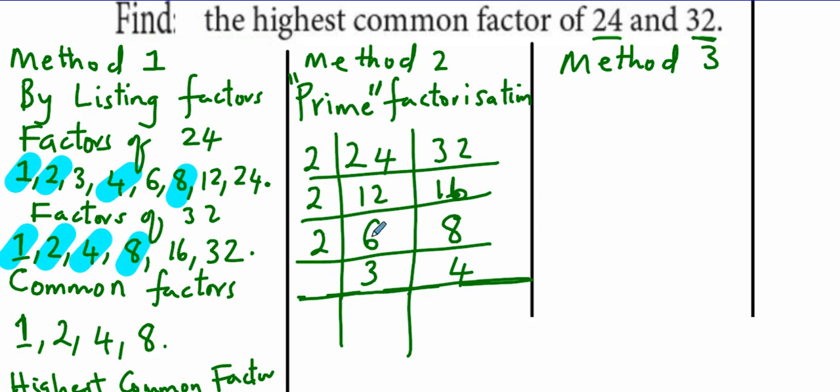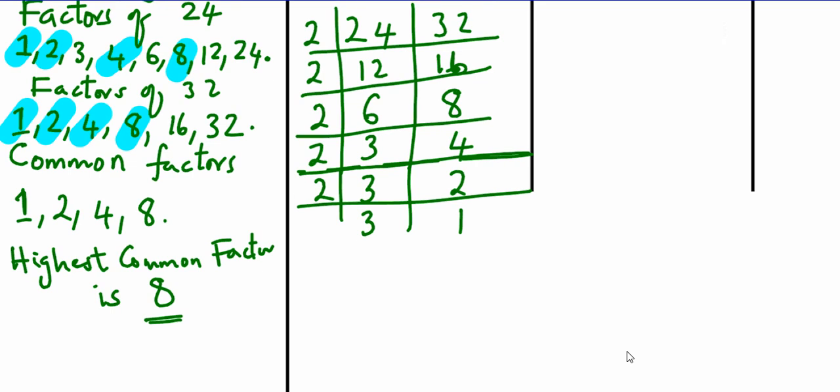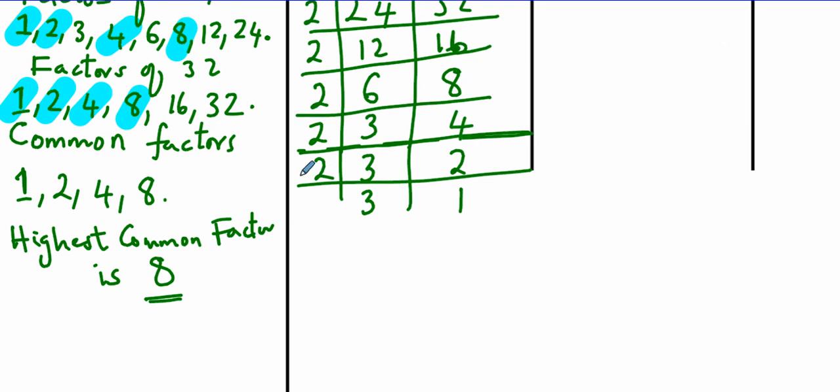Good. Let us continue. 6 divided by 2 is 3. 8 divided by 2 is 4. Now we still have 4. 4 is divisible by 2. But 3 divided by 2 gives you a remainder. Copy and paste 3. 4 divided by 2 is 2. We still see that 2 is divisible by 2. So go for that. 3 divided by 2 gives you a remainder. Copy and paste 3. But 2 divided by 2 is 1. Stop there. So for dividing by 2, this is the end.